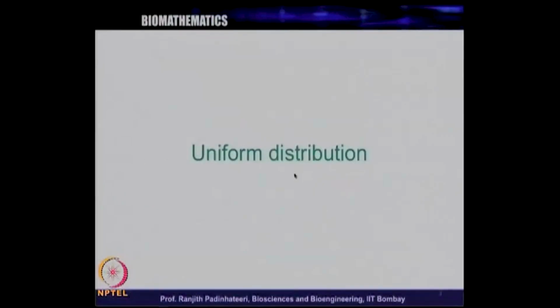Hello, welcome to this lecture on biomathematics. We have been discussing statistics as a theme for a few lectures, and we will continue discussing a little more about statistics in the coming lectures. So, today we are going to discuss two distributions, something about uniform distribution and Poisson distribution. So, the general topic is statistics, and first we are going to discuss something called uniform distribution.